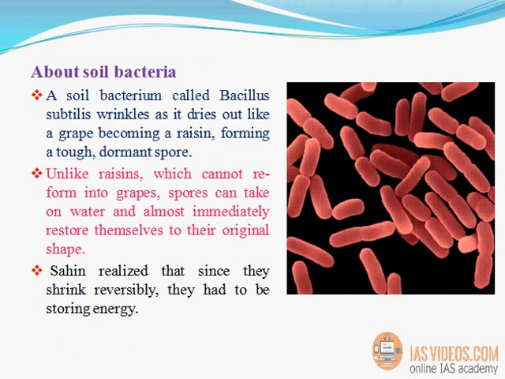About soil bacteria. A soil bacterium called Bacillus subtilis wrinkles as it dries out like a grape, becoming a raisin, forming a tough, dormant spore. Unlike raisins, which cannot reform into grapes, spores can take on water and almost immediately restore themselves to their original shape. Sahin realized that since they shrink reversibly, they had to be storing energy.